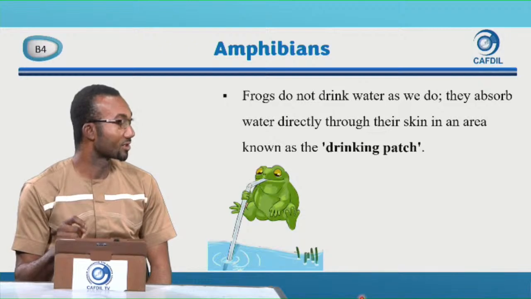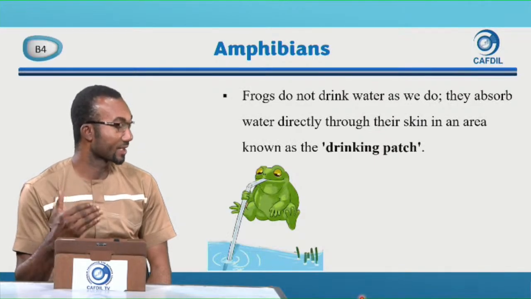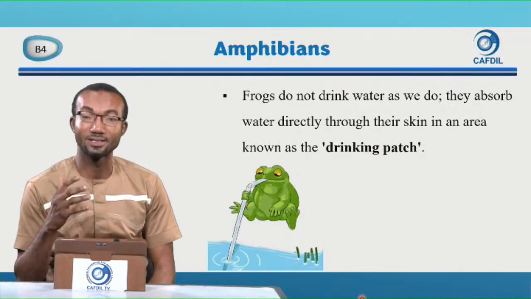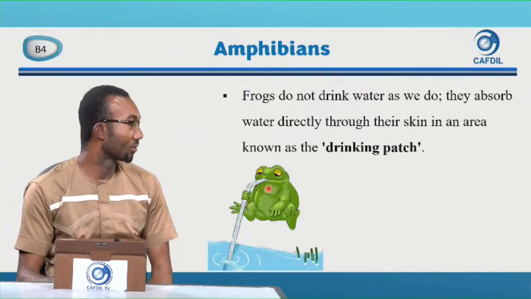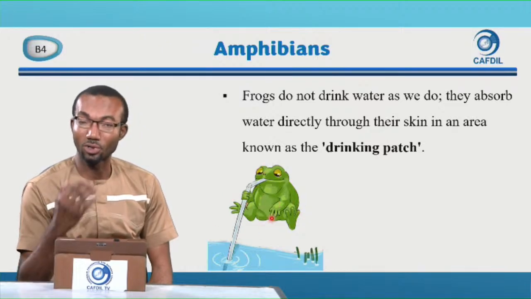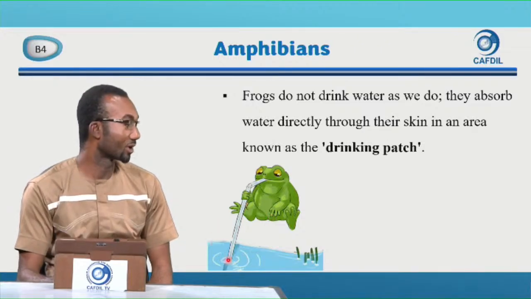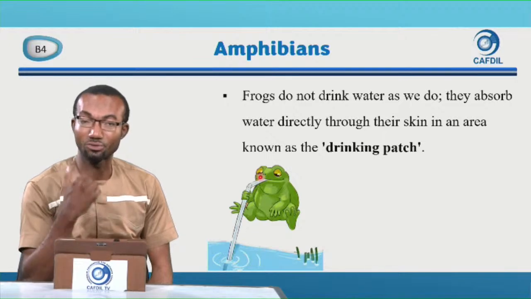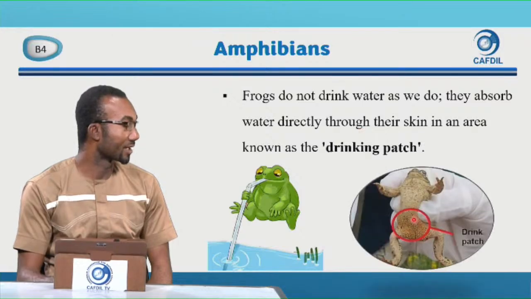Frogs do not drink water as we do. They absorb water directly through their skin in an area known as the drinking patch. So when we want to drink water, we take water through our mouth, but frogs do not take water as we do. They don't drink water through their mouth. They have a part of the body called the drinking patch.